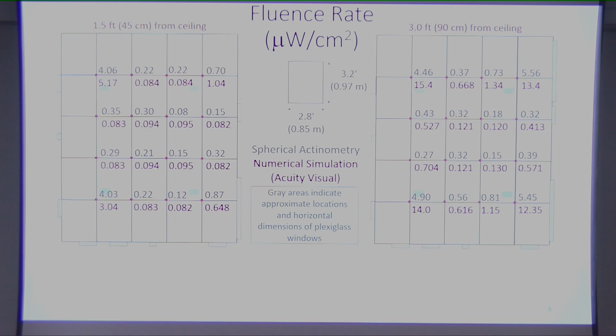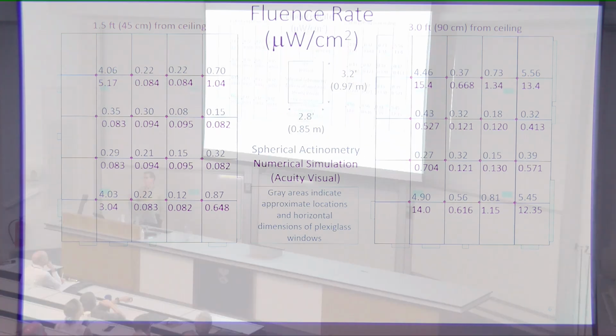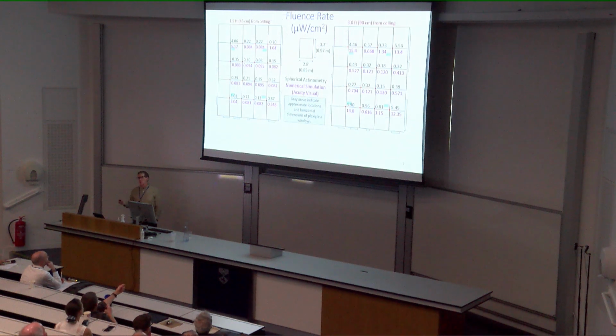So the left panel illustrates the higher plane, 45 centimeters from the ceiling. The right panel illustrates basically the plane at nominally eye level for somebody nominally my height, 1.8 meters above the floor-ish. All right, and maybe one other thing to point out is that these gray areas here illustrate the locations and approximate size of plexiglass windows that are located around this IAQ chamber.